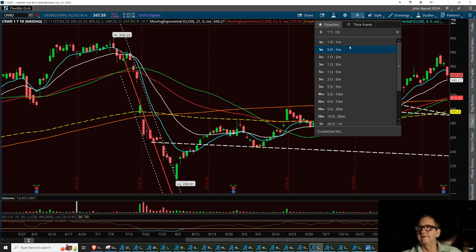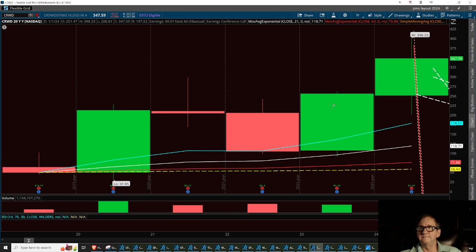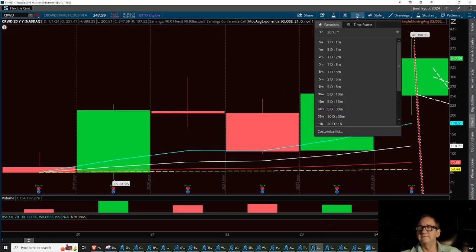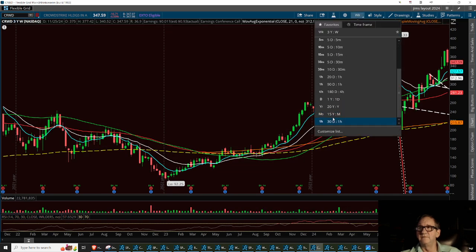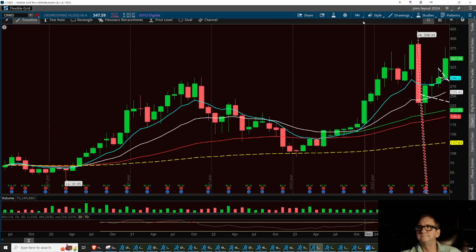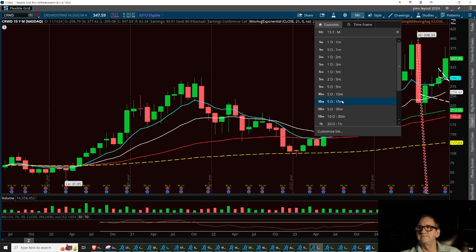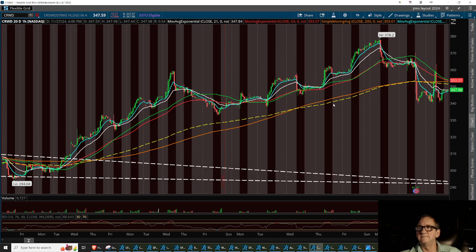This is on the daily. Now I've got different time frames up here that I can go back and forth between. I've got yearly candlestick patterns. So I've got these broken down in different time frames. Weekly. I got monthly on here. 15-minute. 1 hour. One of my favorite chart patterns right there. We got a triple bottom on CrowdStrike.